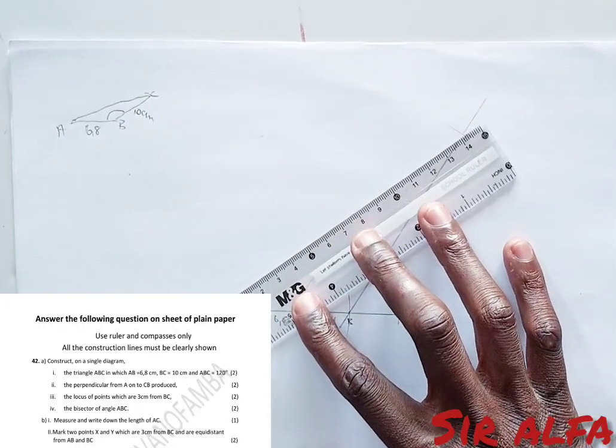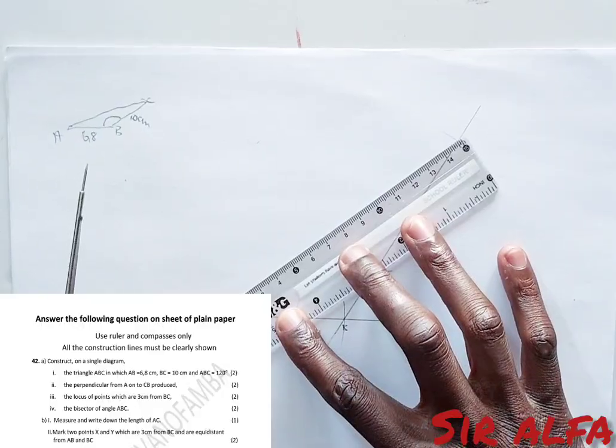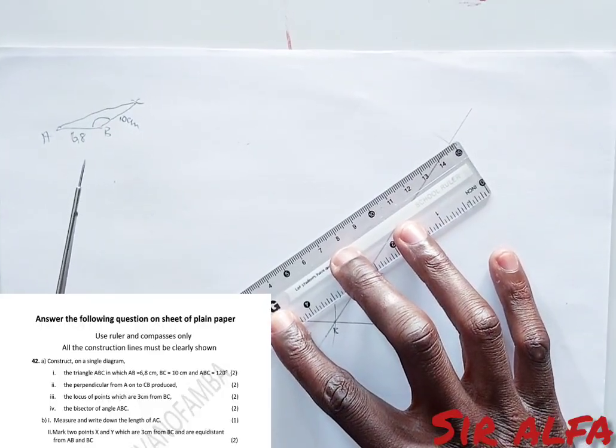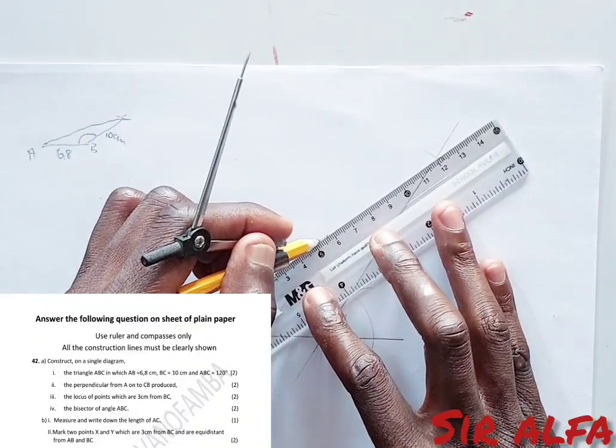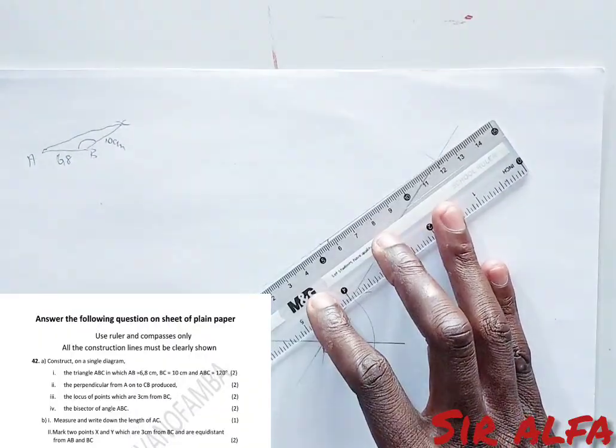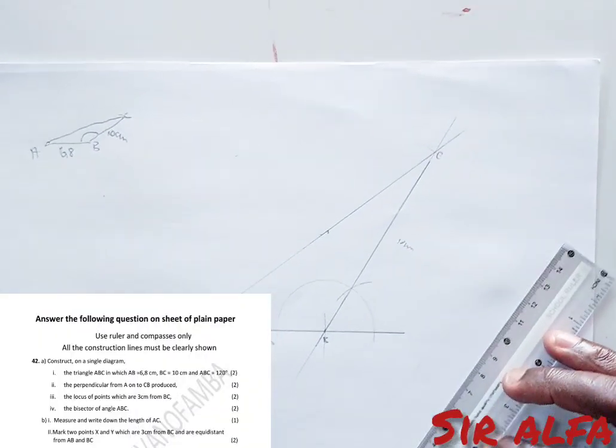So you have to join these 2 points like this. You need to use a larger, long ruler. So this is my triangle ABC now.